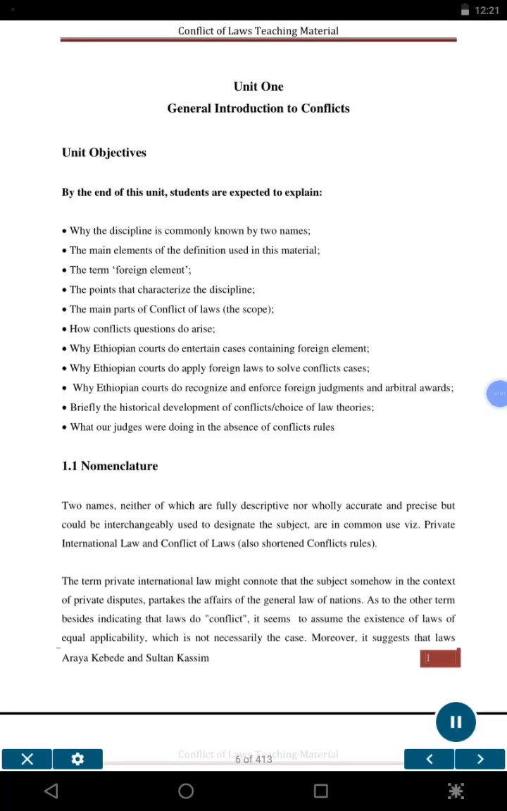Conflict of laws teaching material. Araya Kabid and Sultan Qasim. Unit 1: General Introduction to Conflicts.